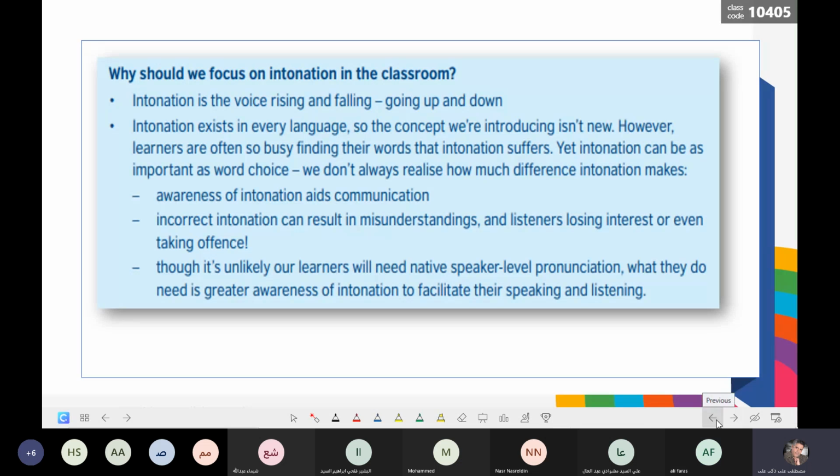المهم ان هي it's important to make the language natural.